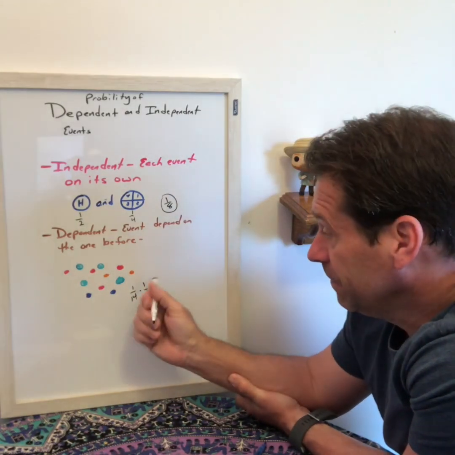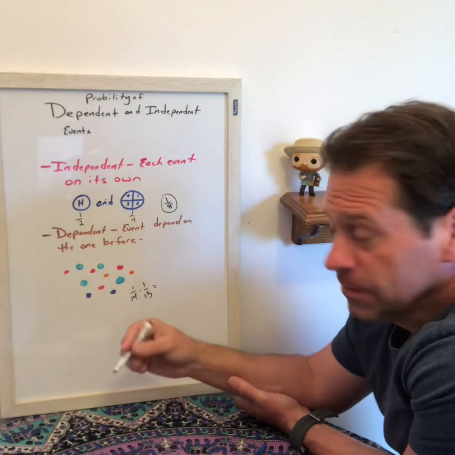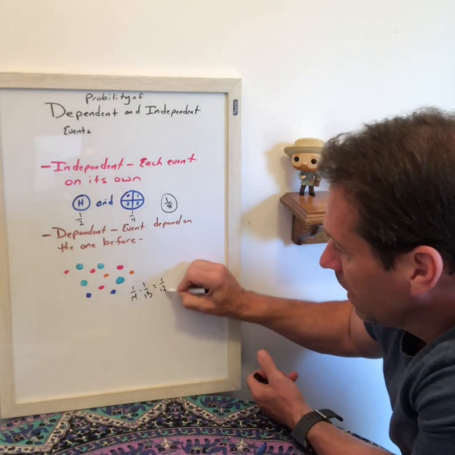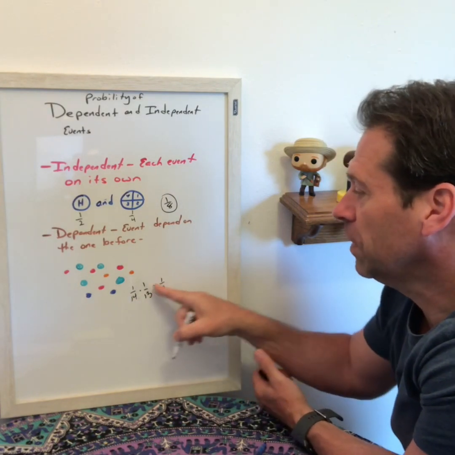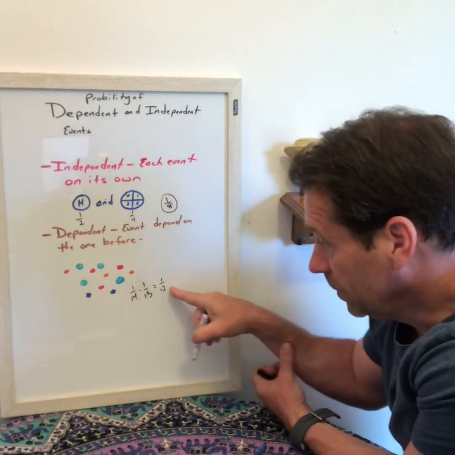Now that's a dependent event. What about a third pick? It'd be 1 out of 12. And this is kind of how those permutations work, where it's 14 times 13 times 12. If there's 3 events, you'll use 3 of those numbers.